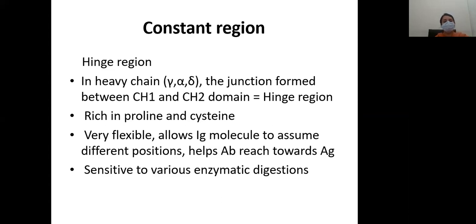Okay, then hinge region in heavy chain, gamma, alpha and delta. The junction formed between CH1 and CH2 domain is equal to hinge region, and they are rich in proline and cysteine, and they are very flexible. It allows immunoglobulin molecule to assume different positions, and it also helps the antibody reach towards the antigen, and they are also sensitive to various enzymatic digestion.